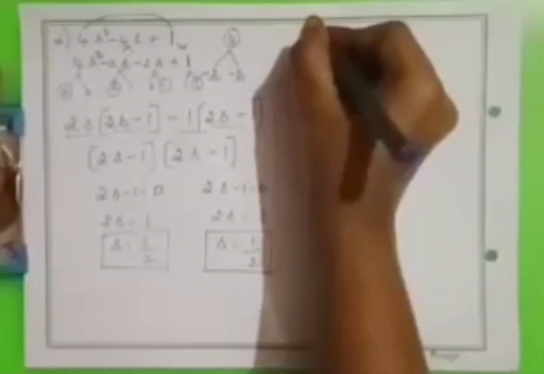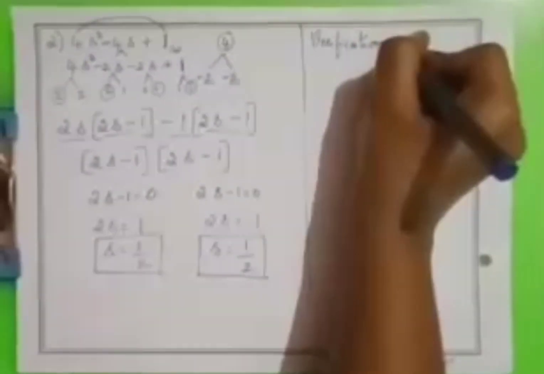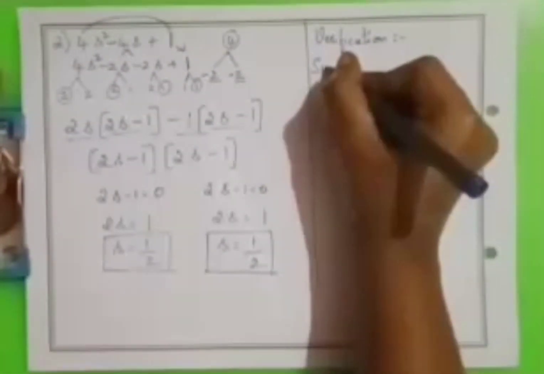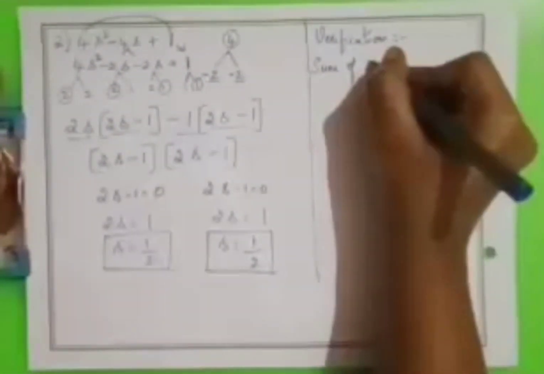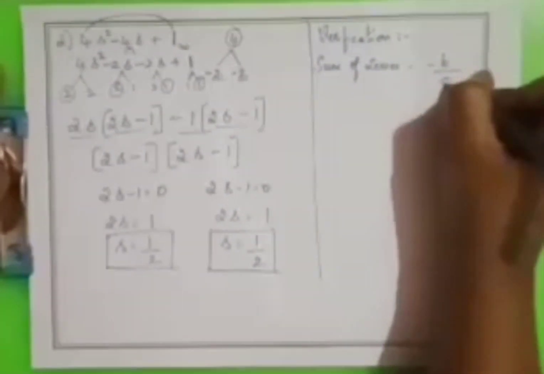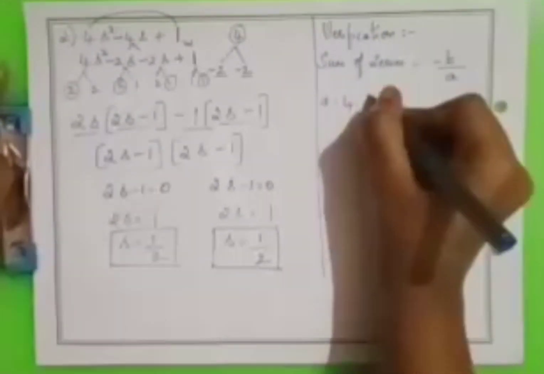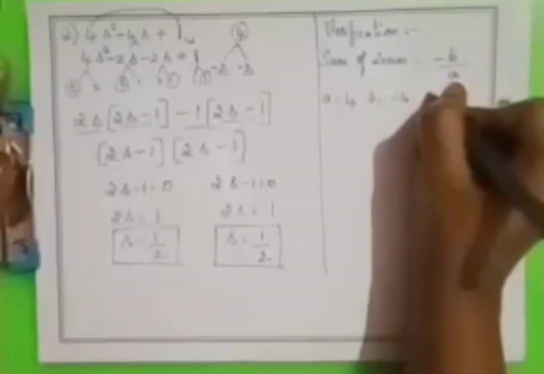So now let us next carry out our verification part. The first part under verification is that the sum of zeros should be equal to minus b by a. Here our a value is 4, b value is minus 4 and c value is 1.